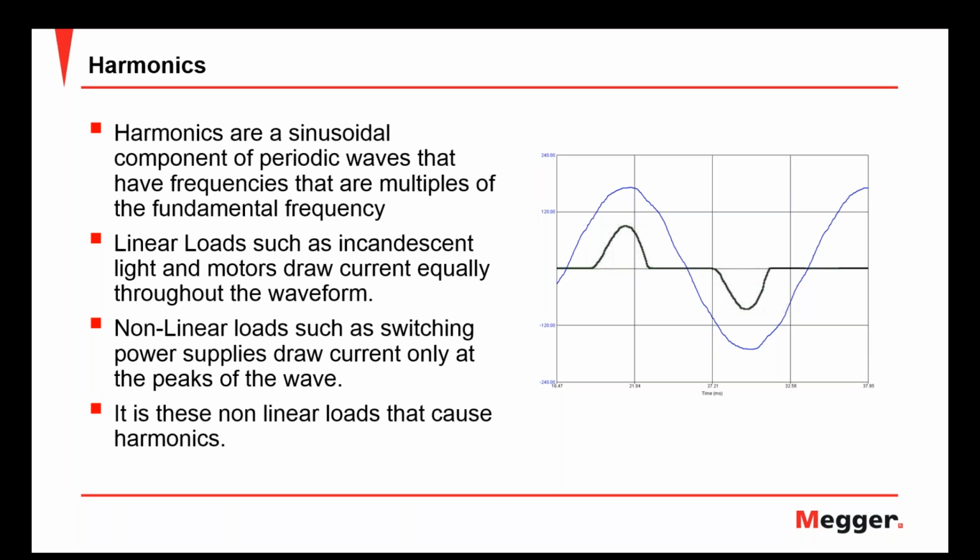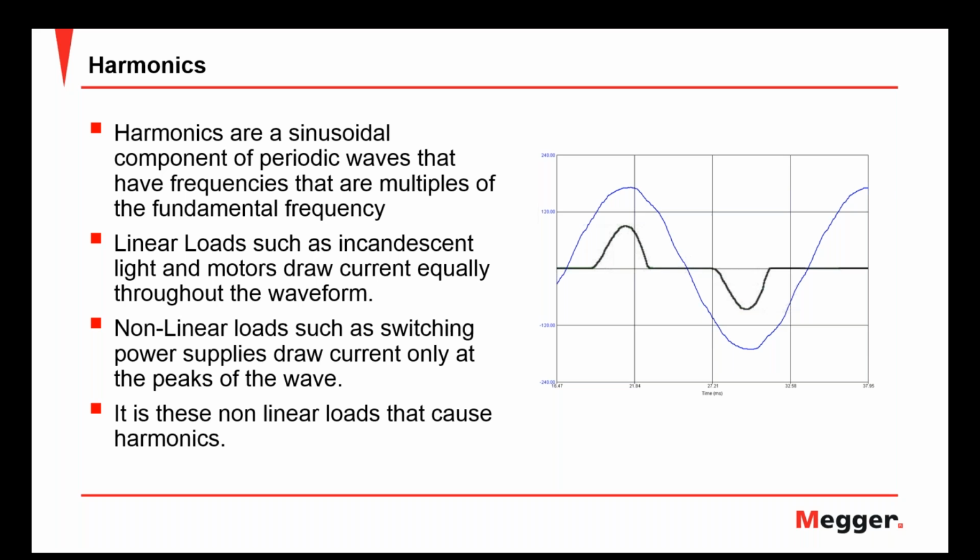Now, way back, most of the loads we had were motors and incandescent lights. These were called linear loads because they drew current at the same rate as the voltage changed. Today, most of our loads are nonlinear loads. They run off DC, so they use rectifiers in them. Rectifiers, for efficiency, will only draw current at the peak of the waves. So if they're only drawing current at the peak of the waves, you are going to see harmonics. These are what cause harmonics.